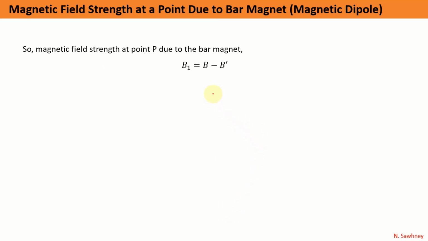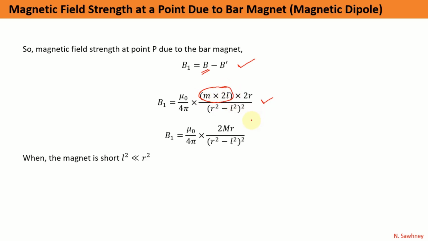So the net magnetic field strength at point P due to the bar magnet will be the difference of the two, as both the directions are opposite, and due to north pole it is greater, so it will be B minus B dash. When we put down the values and simplify, we will obtain this expression. Look carefully, this is m into 2L, which is magnetic dipole moment. So I have kept this as capital M.